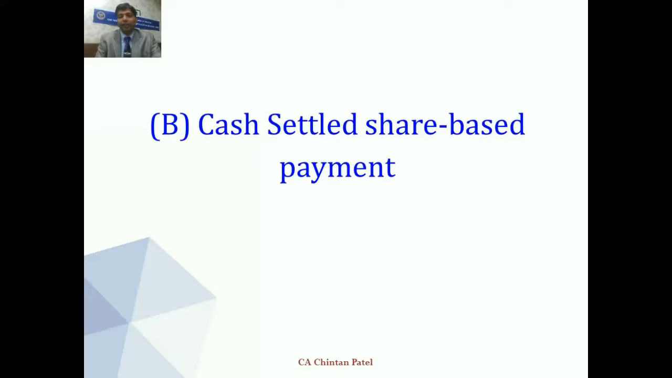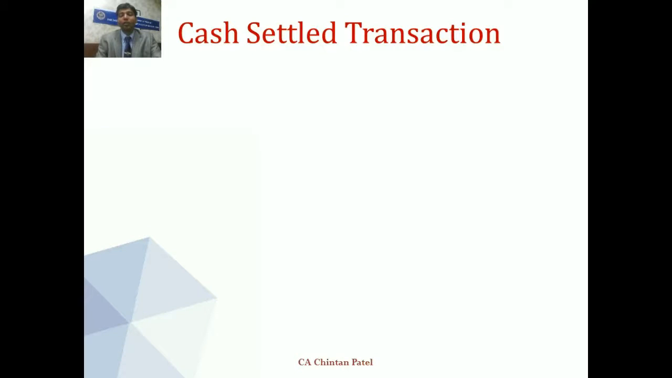Second is the cash settled share-based payment. Now, cash settled by nature means that a liability is created. In case of Part A, equity settled, equity is to be issued after the vesting period on exercise by the employees. In case of cash settled share-based payment, it is settled by way of cash or bank. So the liability is created.